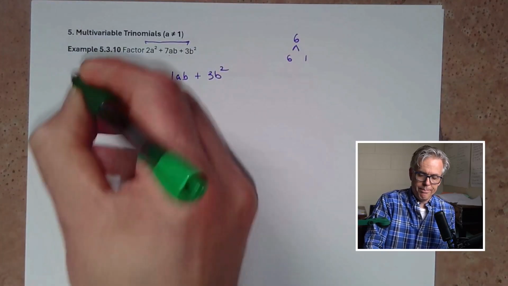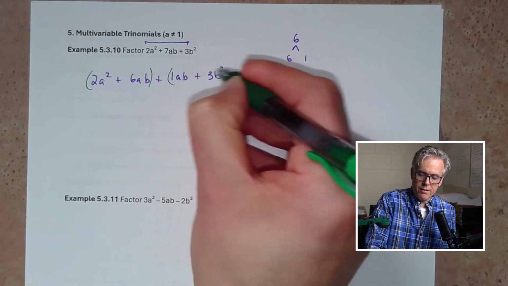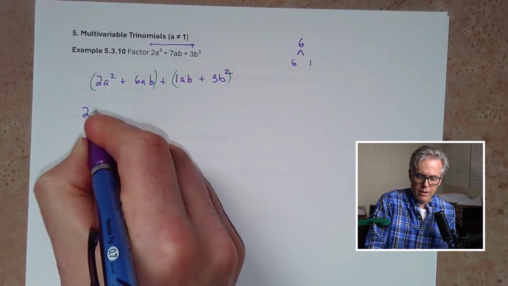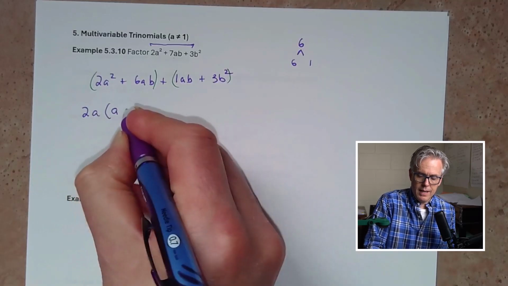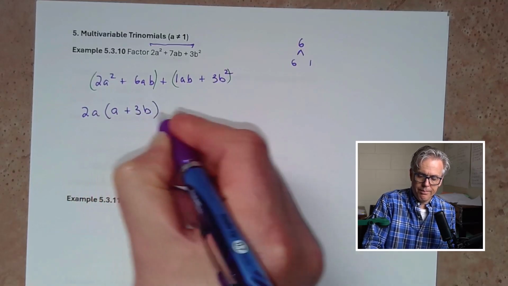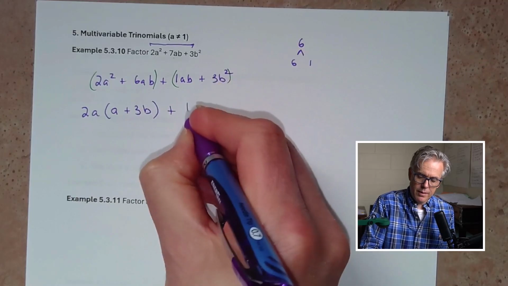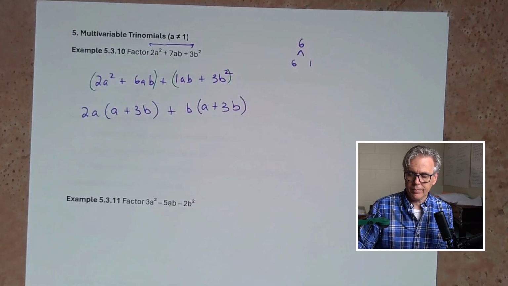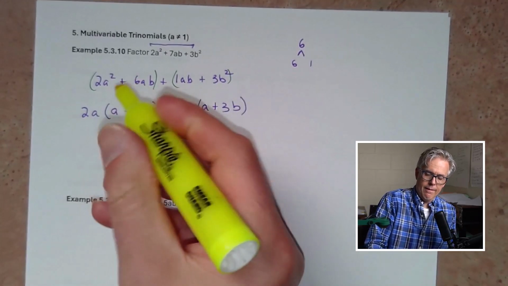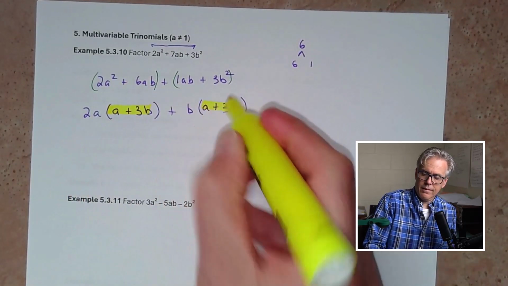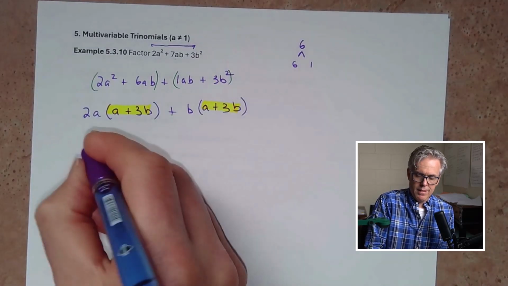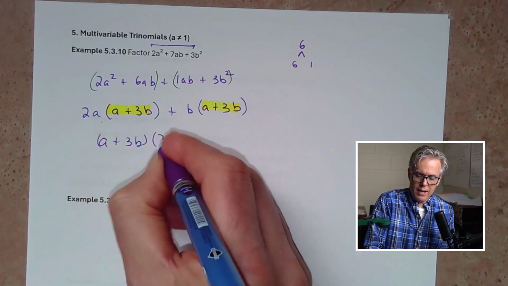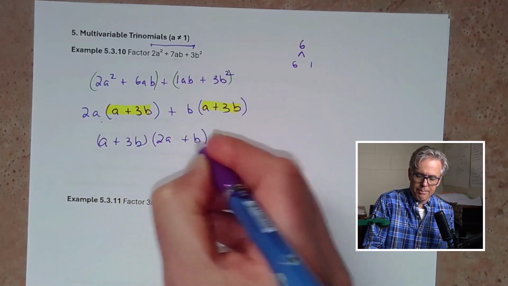And now just do your grouping. Let's see around those. And then what can I pull out of the first group is a 2a, and what am I left with? A plus 3b. Plus, I can pull out a b, and then what am I left with? A plus 3b. And I have my common factor I can pull out. And so I'm going to pull that out, a plus 3b. And what am I left with? Got a 2a in that first grouping plus b.